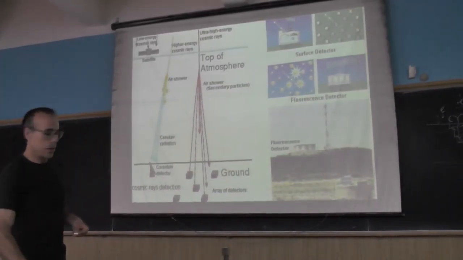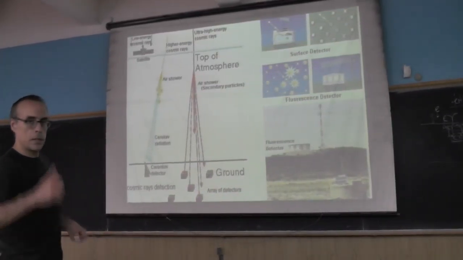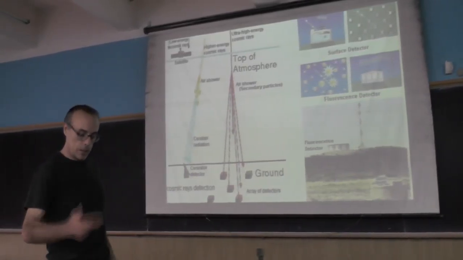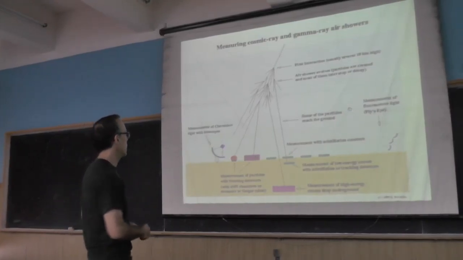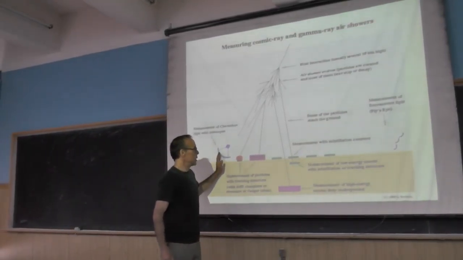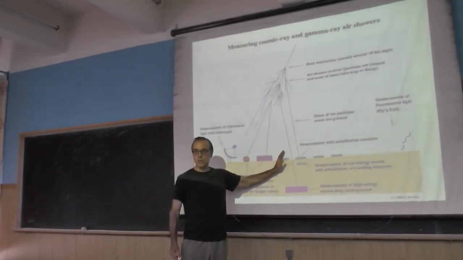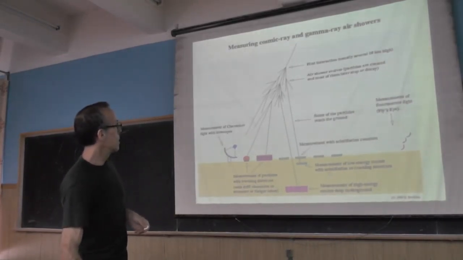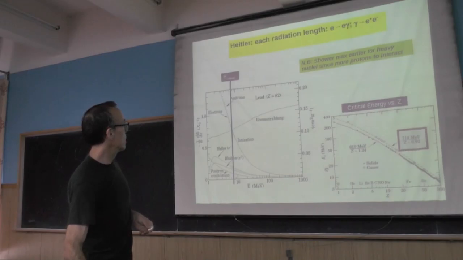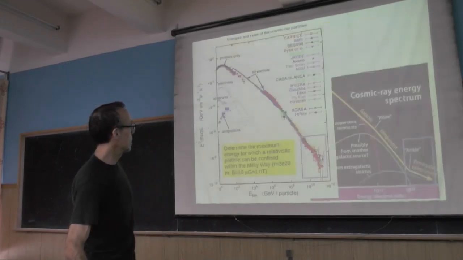Okay, so there's lots of different particles. There's electrons and positrons and muons and photons. So to do this in a coherent way, what you do is you stack up lots of different detector types in order to catch them all. All right. And, okay, this is the critical energy. Yes, this I've already talked about.